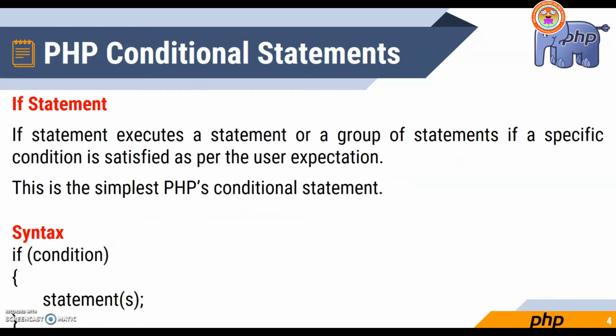First, coming to the if statement. If you have one condition, you check whether it is true or not. If the condition is true, you execute one set of statements. That's all. If the condition is false, you will not get any output, because as per the syntax you have written, if the condition is true, this action block will execute. False means it will come out. So this is the simplest PHP conditional statement.